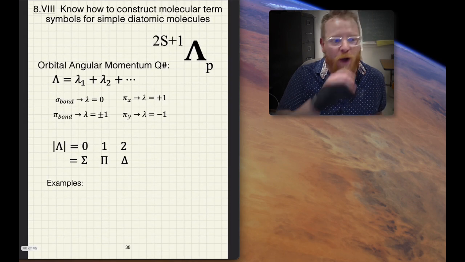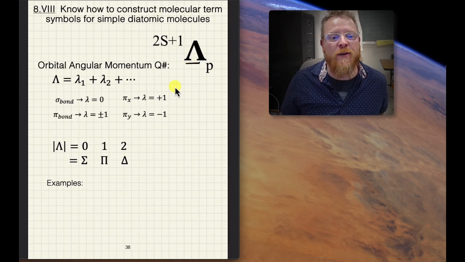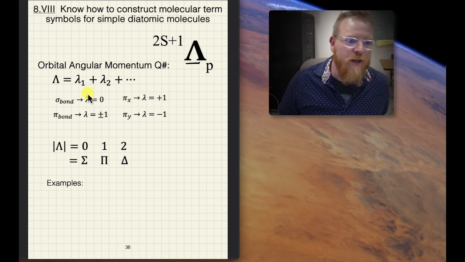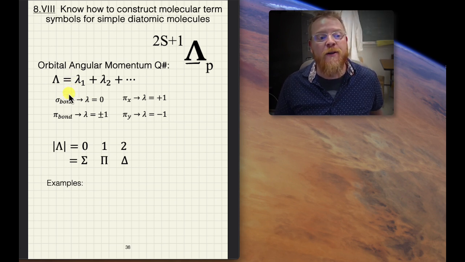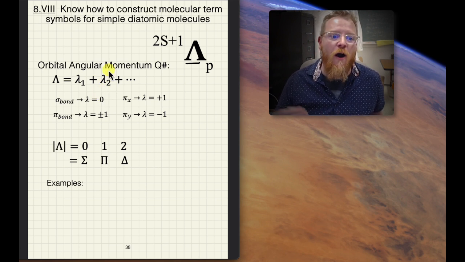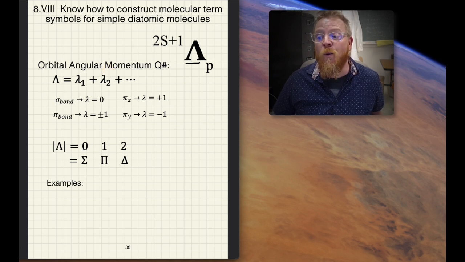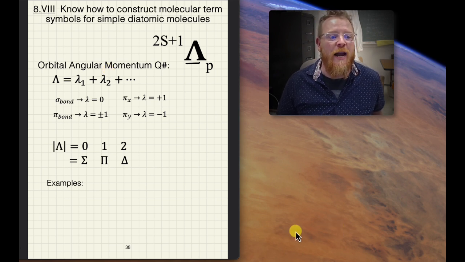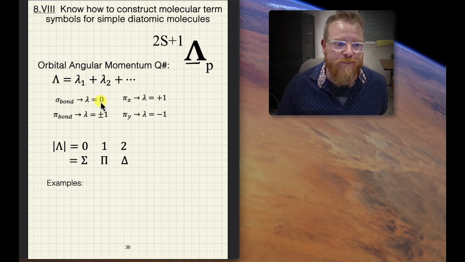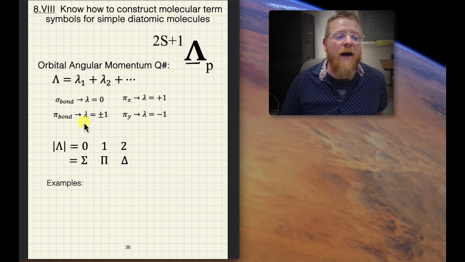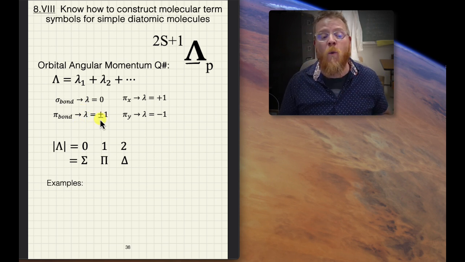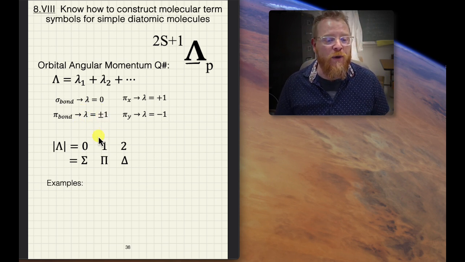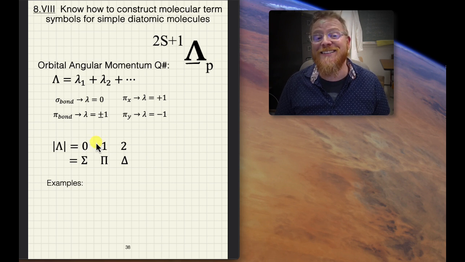Okay, so a couple ground rules. So first, let's talk about lambda, the main term. So lambda we get from adding up all of the individual lambda values. And those individual lambda values are based on if we have a sigma bond or a pi bond. So for example, when we have a sigma bond, little lambda equals 0. When we have a pi bond, little lambda is plus or minus 1, and it's arbitrary which one we choose as long as we are consistent.